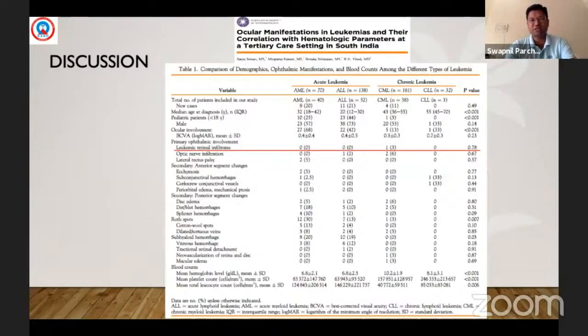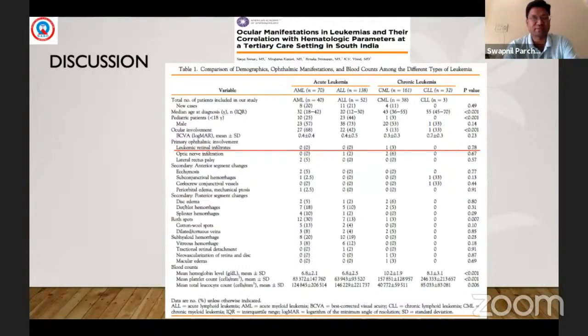If we see the literature, there are not many reports which present retinal infiltrates as a presenting feature of CML. This is one of the publications, a series of patients of leukemia published in Ophthalmology. Out of 38 patients of CML, only one patient had leukemic retinal infiltrates, whereas none of the patients reported retinal vasculitis.